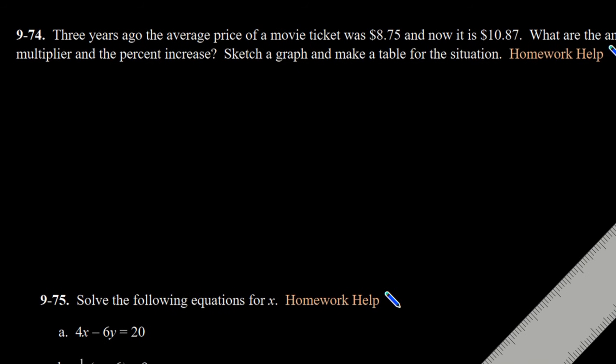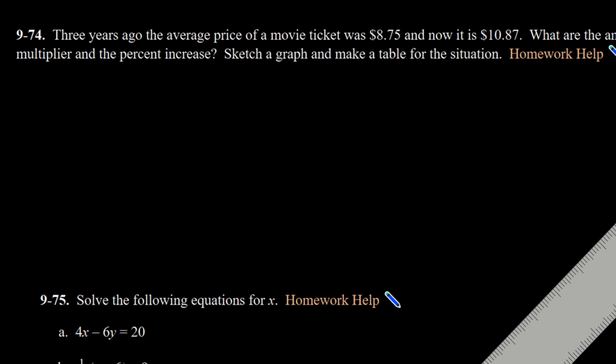3 years ago, that means in my past, and not today, and not tomorrow, but 3 years ago, the average price of a movie ticket was $8.75. Okay, and now it is $10.87. What is the annual multiplier and the percent increase? Sketch a graph and make a table for this situation.